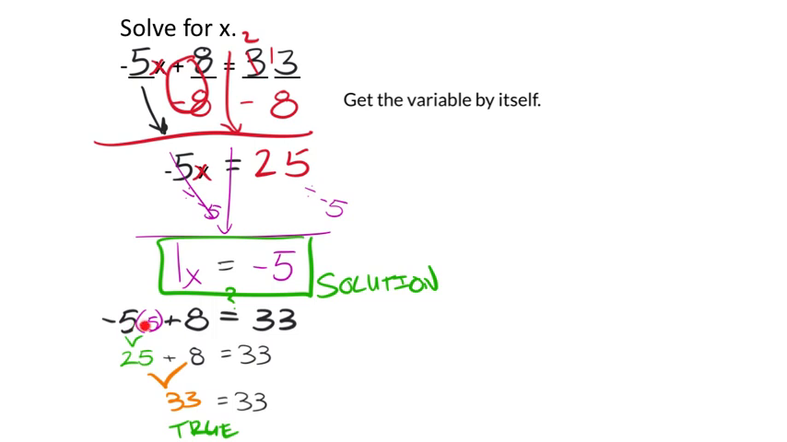And it is a solution because it makes the original equation true. Once we replace the x with negative 5, we did some math and found that the equal sign is a true statement.